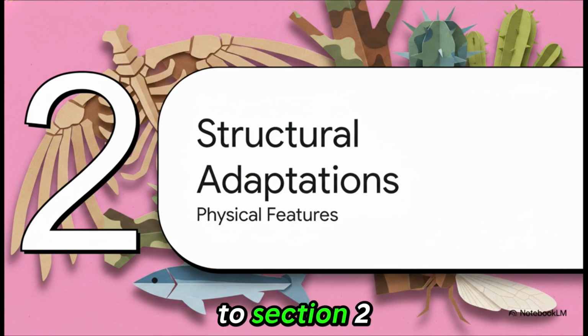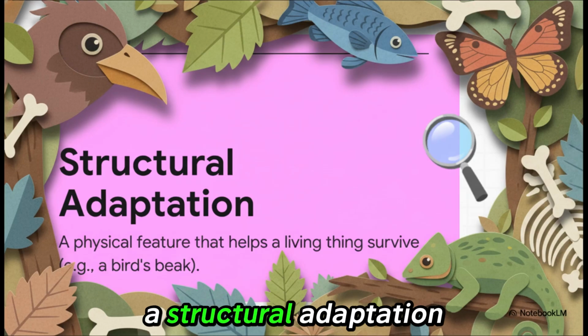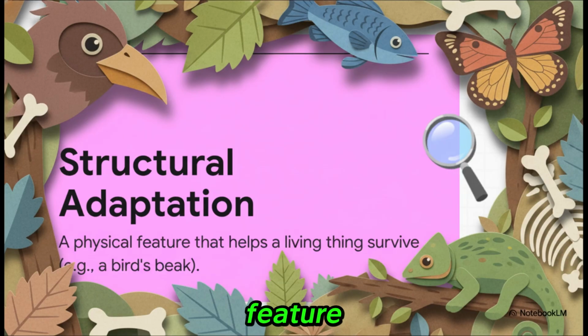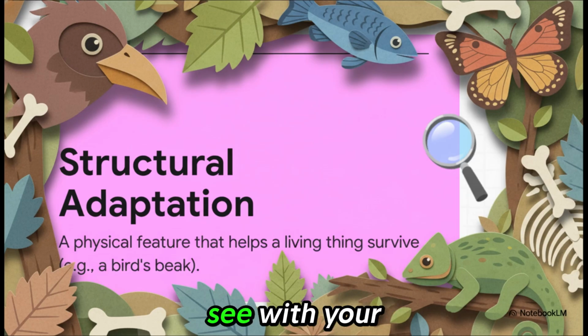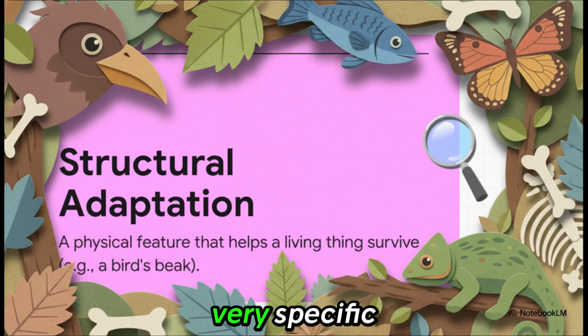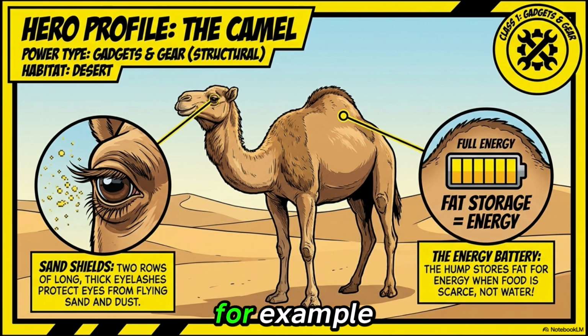Moving right along to section 2, structural adaptations. This is all about physical features for survival. A structural adaptation is strictly categorized as a physical feature that directly aids in an organism's survival. A perfect example is a bird's beak. When you look at an animal, these are the traits you can actually see with your own eyes. They are built right into the physical anatomy of the living thing, designed by nature to solve a very specific environmental problem. Take a blazing hot desert, for example.